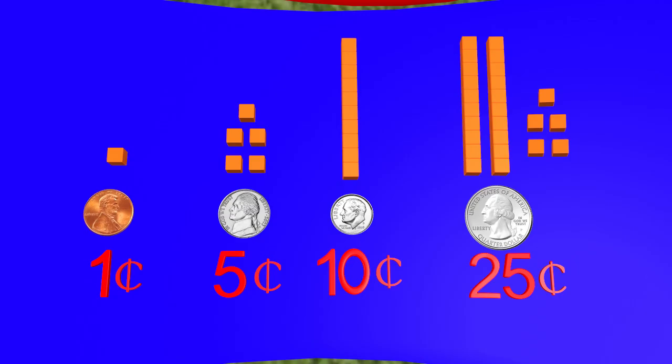So we have our penny that is worth 1 cent, our nickel that is worth 5 cents, our dime that is worth 10 cents, and last of all, our quarter that is worth 25 cents.